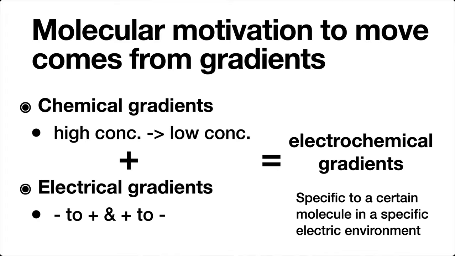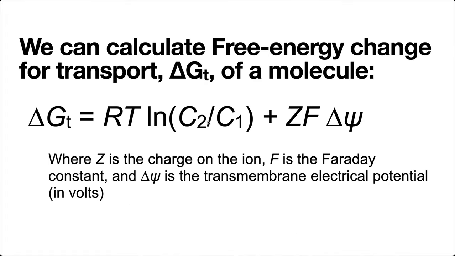Those are both charged molecules, but what if we have an uncharged molecule? Well, we can still think of an electrochemical gradient, but the electric part of it is going to be zero. And so the equation for calculating the free energy change for transport of a molecule, this delta GT, don't worry about all these numbers. Just know that this Z is going to be the charge. This is a constant, this Faraday constant, and this is the transmembrane electrical potential in volts.